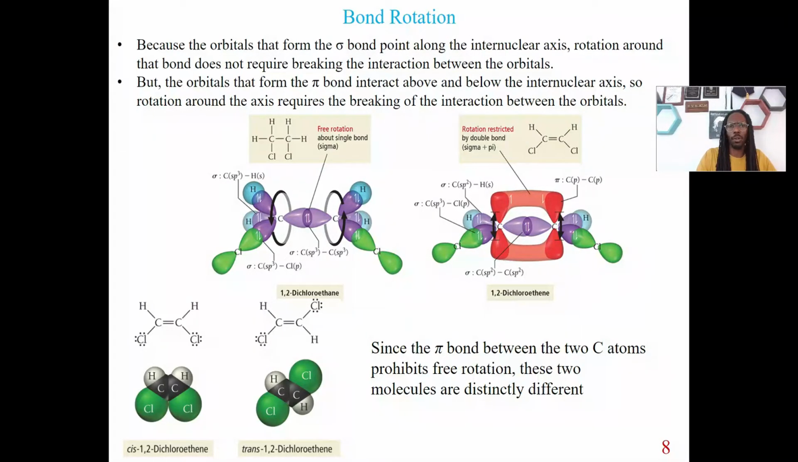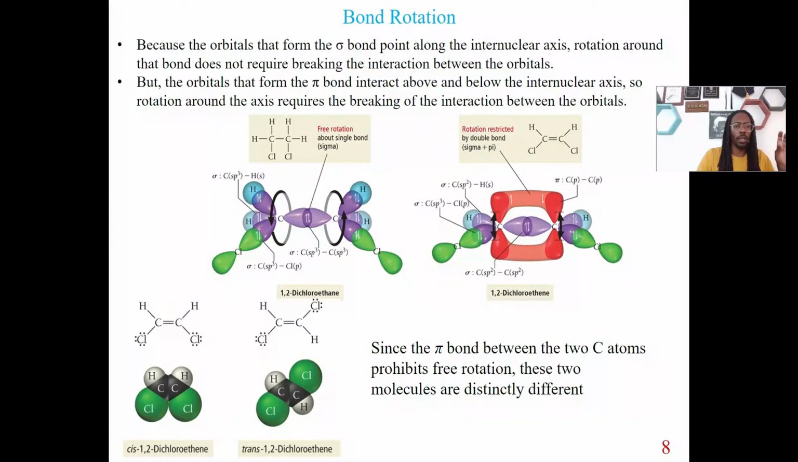You see this more in organic, but essentially, let's look at this point. Since the pi bond between the two carbons prohibits free rotation, these two molecules are distinctly different. So this is what I was talking about with the pi bond. Because we're not able to rotate, depending on where certain things are located, you're going to have a totally different molecule. So for instance, and this is touching organic a little bit, you guys aren't going to get into organic, but you're going to be exposed now.